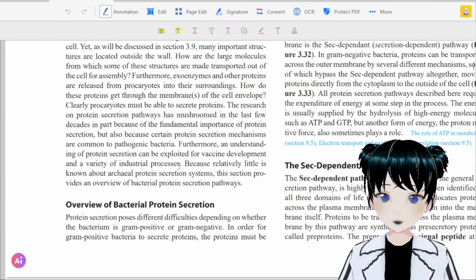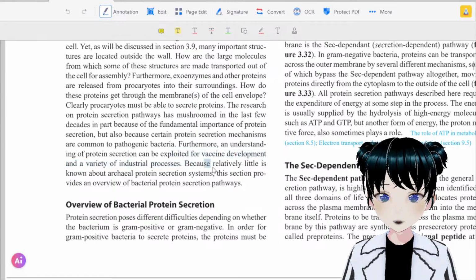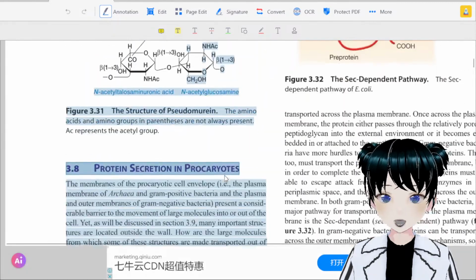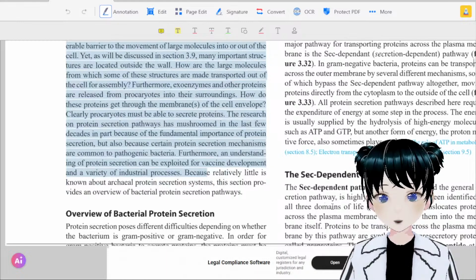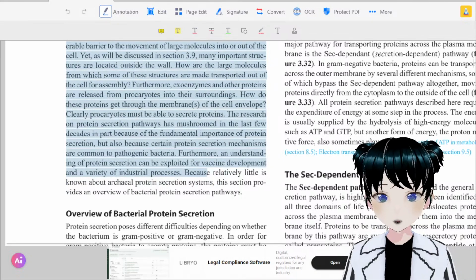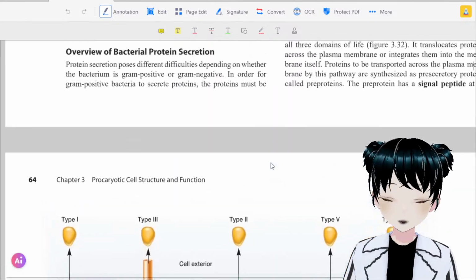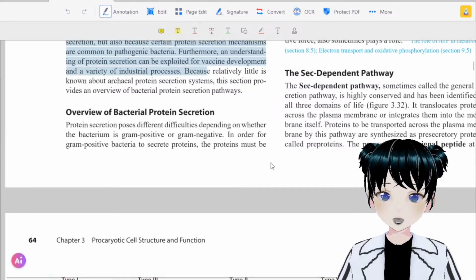Furthermore, an understanding of protein secretion can be explored, because relatively little is known about the archaeal protein secretion system. So this section will only talk about the gram-positive and the gram-negative.